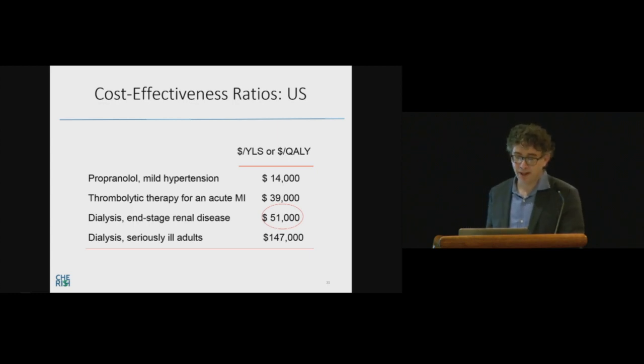But keep on going. Dialysis in seriously ill adults, which I guarantee is happening in every ICU in America right this very minute, has an ICER of $147,000 per QALY gained. So there's some sense here that actually it's not clear what our willingness to pay is or what our sort of average return is. Next slide, please.